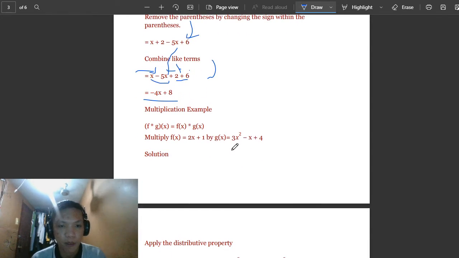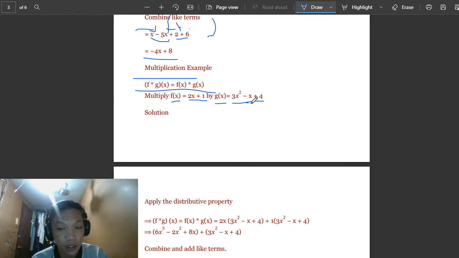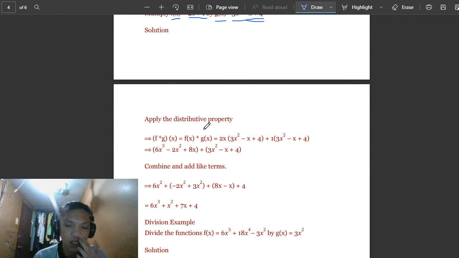So multiplication example here. Multiply the quantity of f times g of x equals f of x times g of x. So multiply f of x, which is 2x plus 1, by g of x, which is 3x squared plus 4x plus 4. So apply the distributive property. So the quantity of f times g of x equals f of x times g of x.